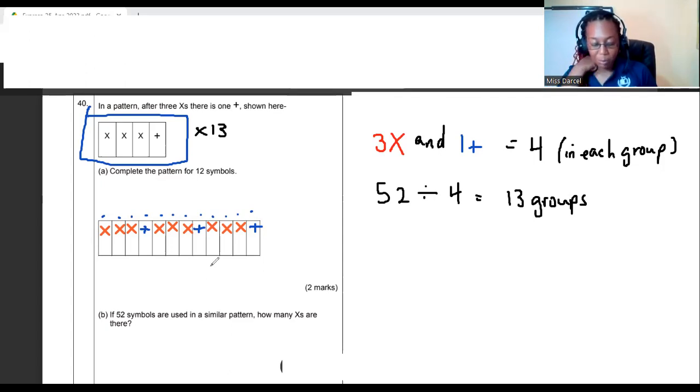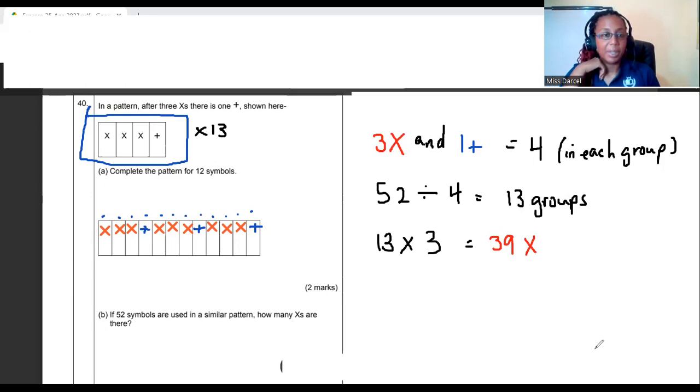So what that means is with 13 groups, we can figure out how many X's there are. So that means 13 multiplied by 3, right, means that there are 39 X's. Right, and there you have it. We've answered number 40. So let's try another one.